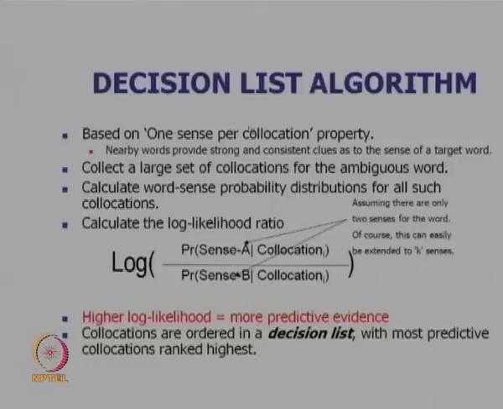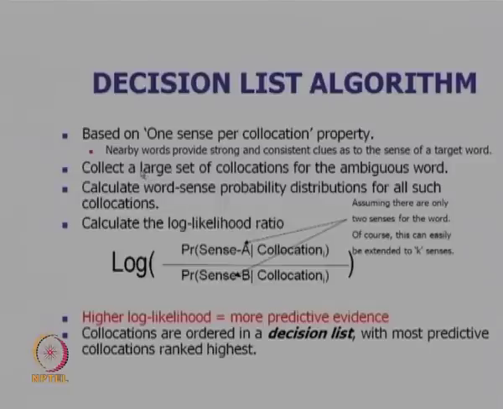Here we make an important assumption, which is the one sense per collocation property. This says that nearby words provide strong and consistent clues as to the sense of a target word, and all of them are placed along with the word to form a meaningful sentence in such a way that their association points to only one sense of the word.